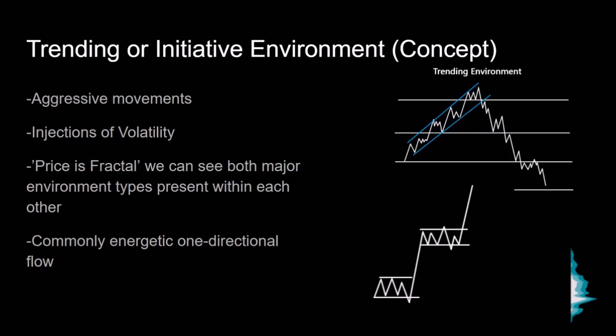So we see bursts and injections of volatility, meaning that these things happen rather fast, while bracketing environments tend to be slower in nature and more rotational, like we talked about. These ones tend to be quick and not as forgiving, in the sense that they don't give you a second chance entry as much as the bracketing environments will.